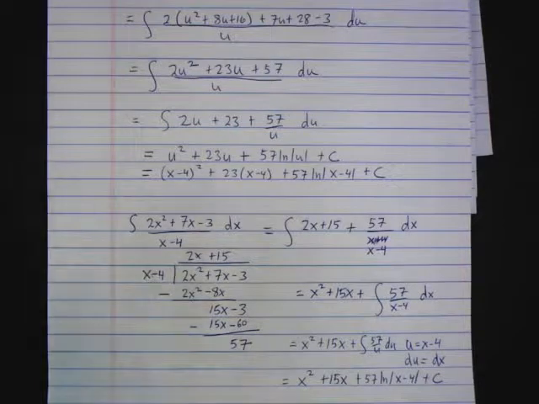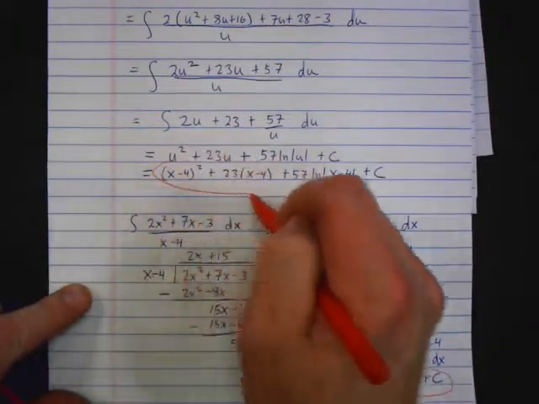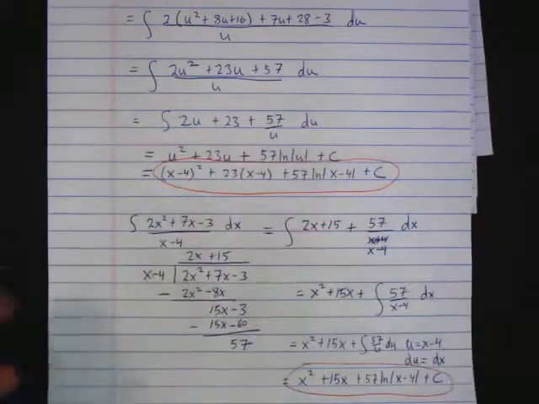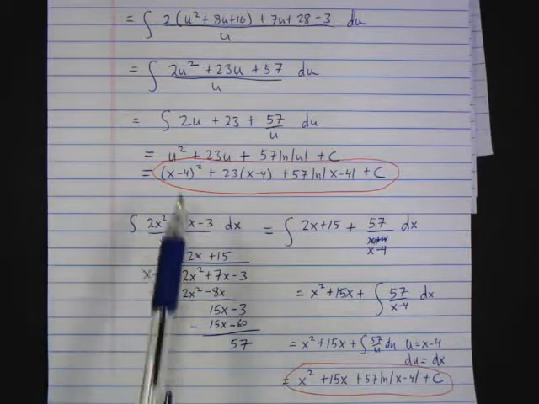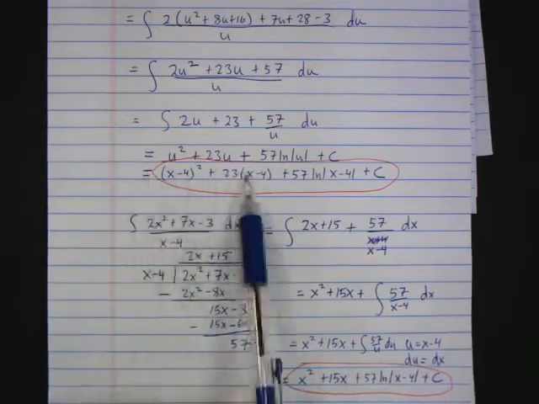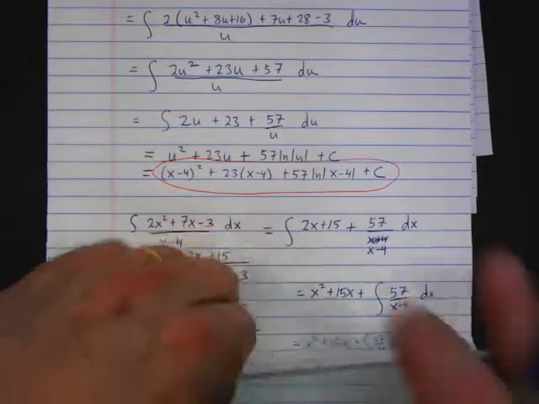But I have a good question. Are they the same answer? Yeah, my guess is they are. If you FOIL here and distribute and combine all your like terms, you should get x squared plus 15x. So I do think they are the same answer, they just look different. Questions on that? Okay.